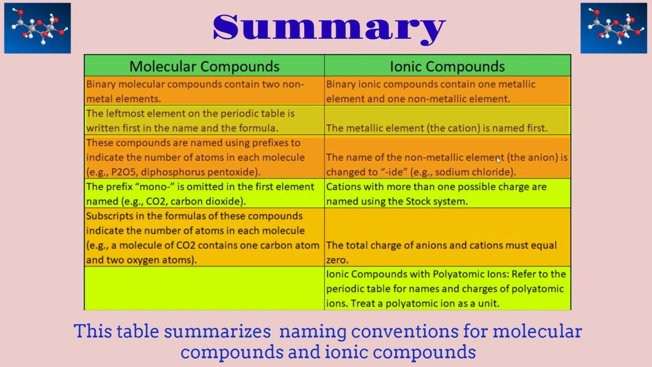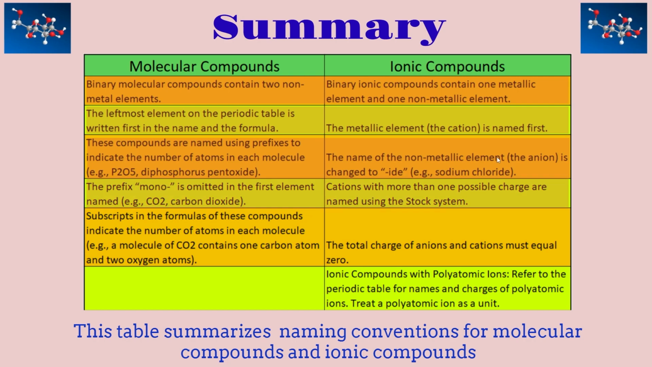And then the prefix mono is omitted in the first element named. An example of this is carbon dioxide. You're never going to say monocarbon dioxide. So whenever you have a name, you always omit mono in the first element. On the other hand, for ionic compounds, cations with more than one possible charge are named using the Stock system. This usually applies to transition metals. So if you see more than one possible charge, then you're going to name them using the Stock system.